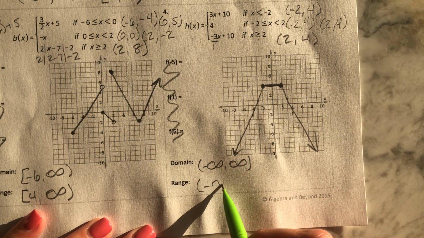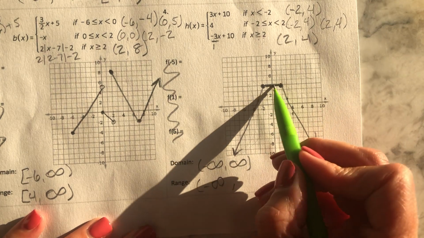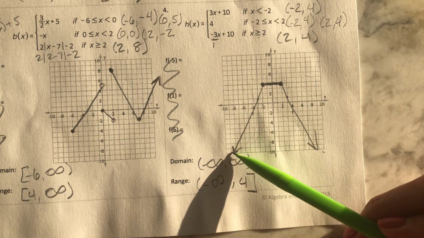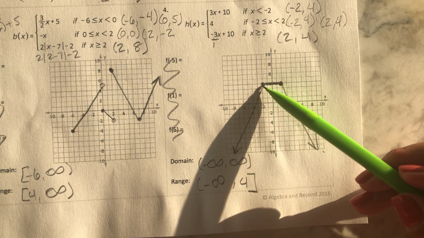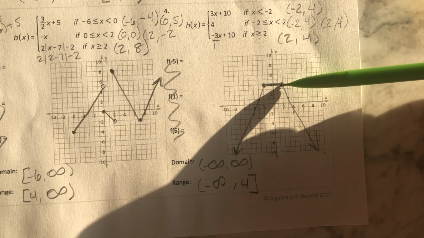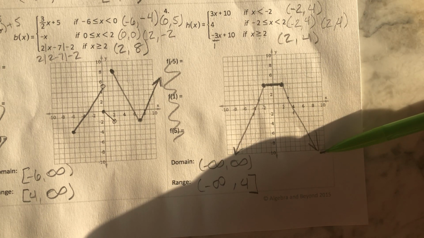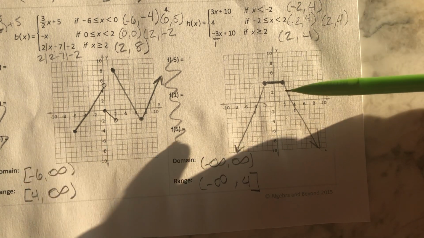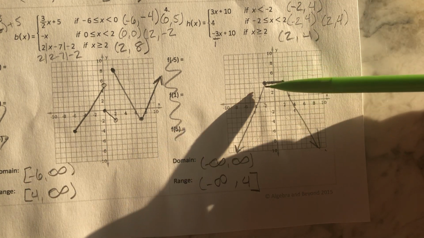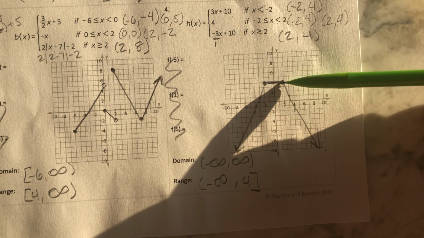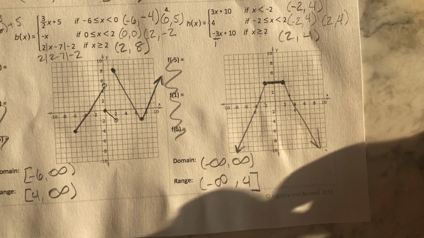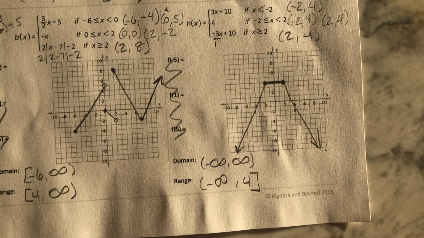Range, -infinity to 4. Increasing, -infinity to 2. Decreasing, 2 to positive infinity. Remember, we're talking about x values, so x is positive over here. And then the constant would be from -2 to 2. Remember, always use parentheses for increasing, decreasing. All right, I hope that was helpful.